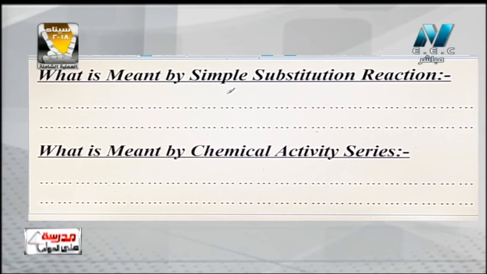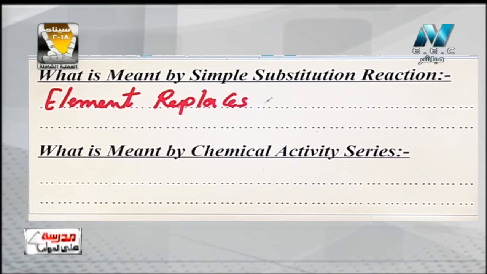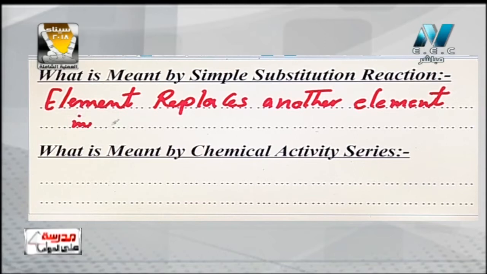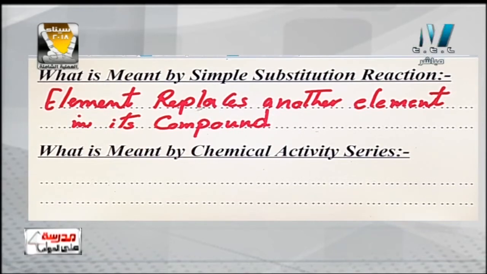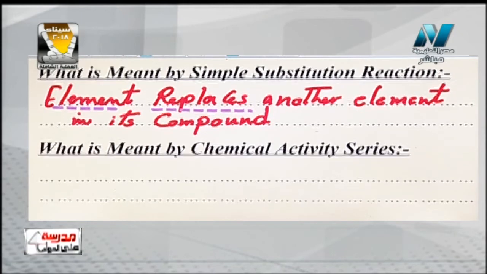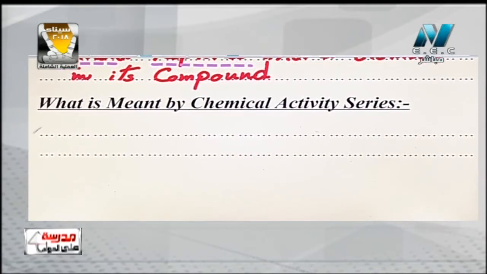So, simple substitution reaction, which means element replaces another element in its compound. So I have here an element that replaces another element in its compound. But this replacement is not like that. We have a rule to make an element replace another element. This rule is called the chemical activity series as we studied before in second prep. We took it in second prep, and we study it again in third prep.